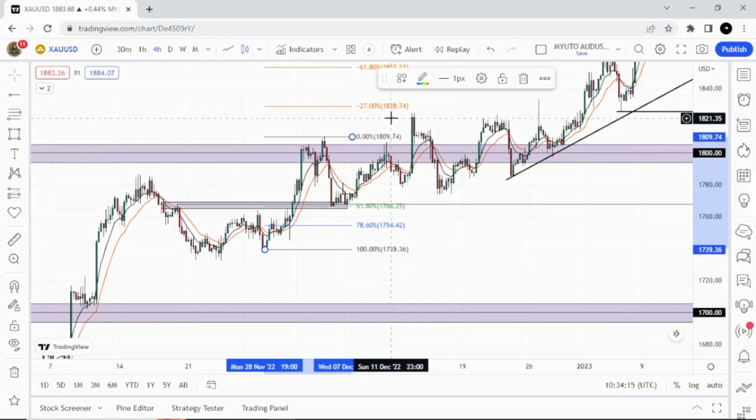So it is important for you to have a strategy of taking profit, because most of the time price may not come to your exact target. So it's important to put your target 10 pips below the -27% level.